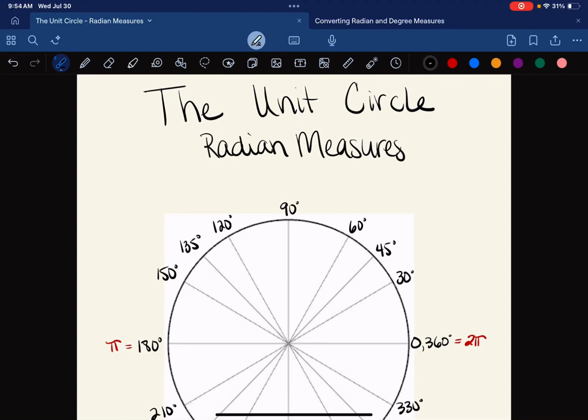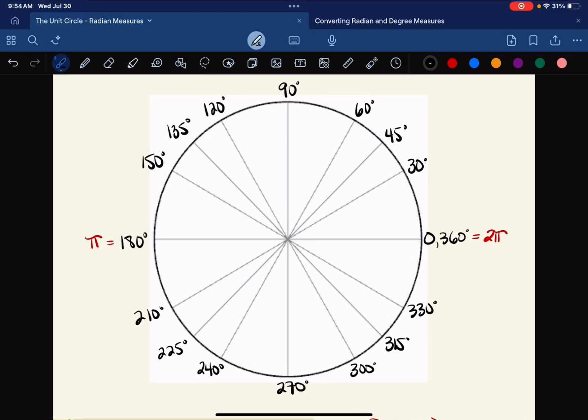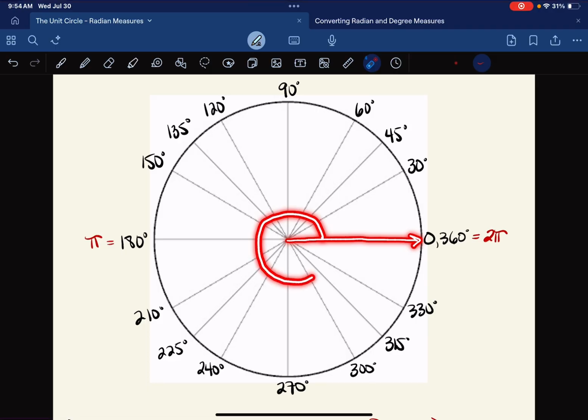The unit circle and its radian measures. We have already gone ahead and labeled our unit circle in degree measures. And if you haven't seen that video, please go back and discover how we came up with these special angle measures. But we start on our positive x-axis and we rotate counterclockwise until we get wherever we need to go, and that represents our angle of rotation.